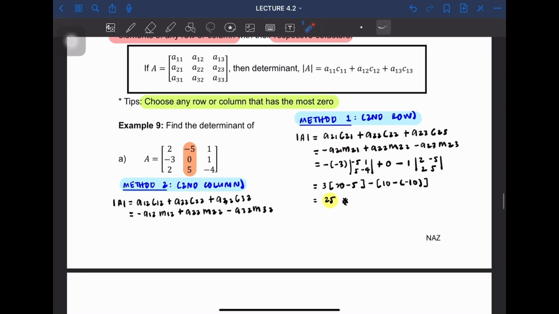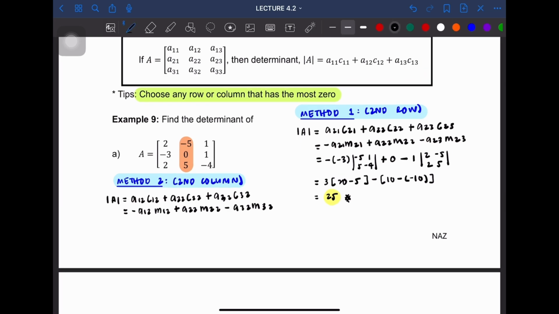Notice here that your sign will always alternate. For example, this is the same, and this is also alternate, negative and positive. Now we're going to insert the formula. So negative, A12 is negative 5, and then the minor when we delete the first row, second column. So we choose negative 5 and delete the first row, second column. So 3, 1, 2, negative 4. And then plus 0, so no need to insert the minor.